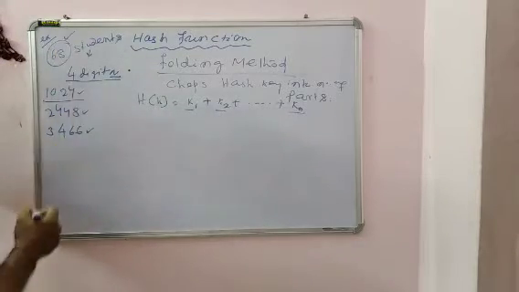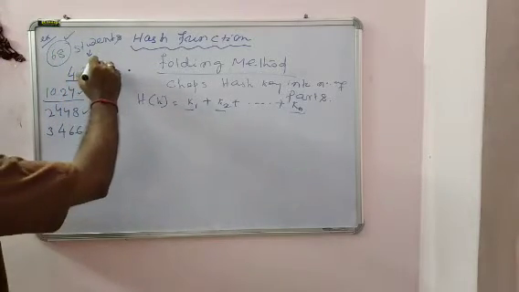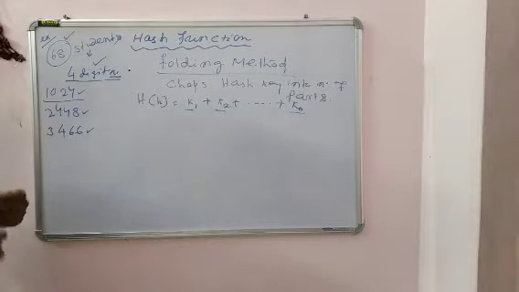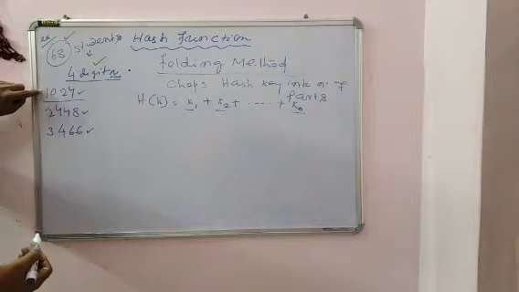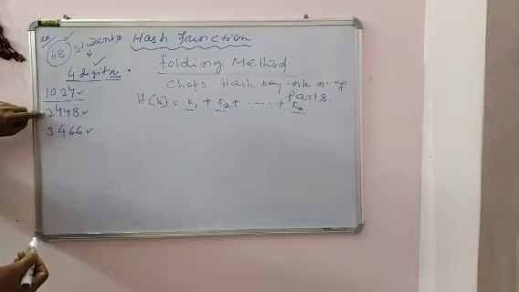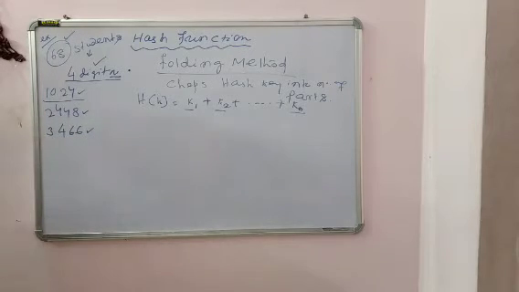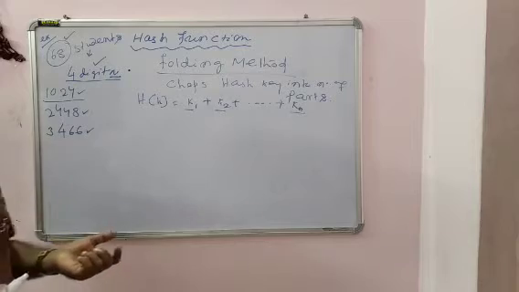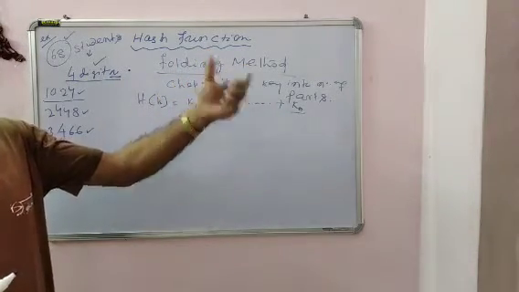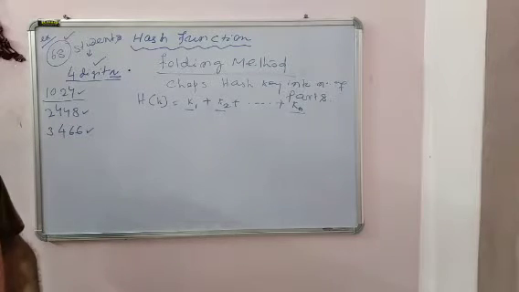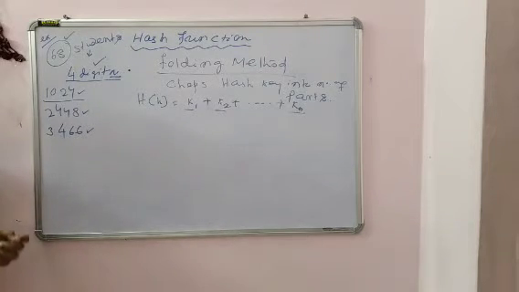48 students in a class, and each student is allocated a 4-digit number, and we have to find the memory addresses for student roll numbers 1024, 2448, and 3466. Same example, by putting in the folding method. Now we can compute the hash addresses.